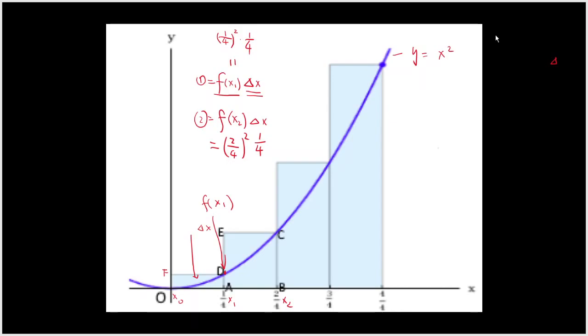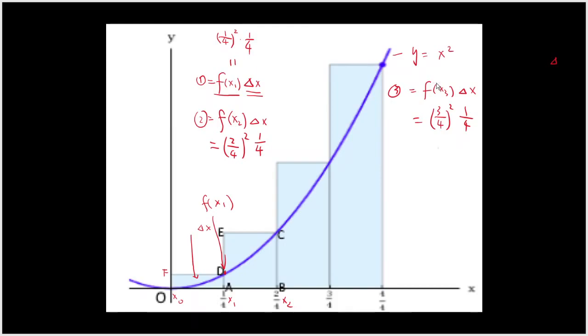So do you want me to repeat the same thing for rectangle number 3? For rectangle number 3, I think you have seen the pattern already. In terms of x1, x2, x3, the area is computed using the value of the function at x3, and then times the width of the rectangle, delta x. If you want to compute it, it's 3/4 the whole thing squared, and then times 1/4. 3/4 the whole thing squared is the height, and the 1/4 is the width.